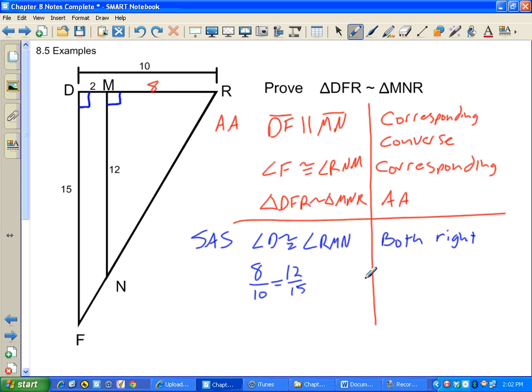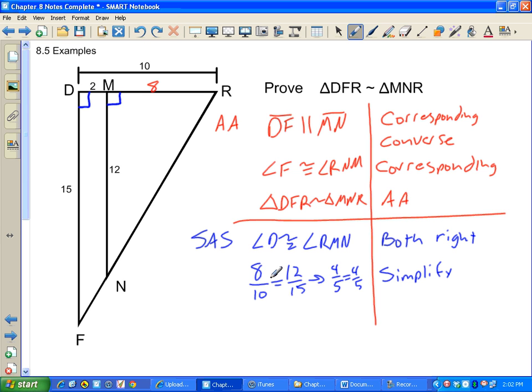Well, really it's just simplification, so I'm going to write this whole thing out. 8 over 10 is really, if I divide both of those by 2, I get 4/5. If I divide both of these by 3, I get 4/5. Okay, so this is just simplify.